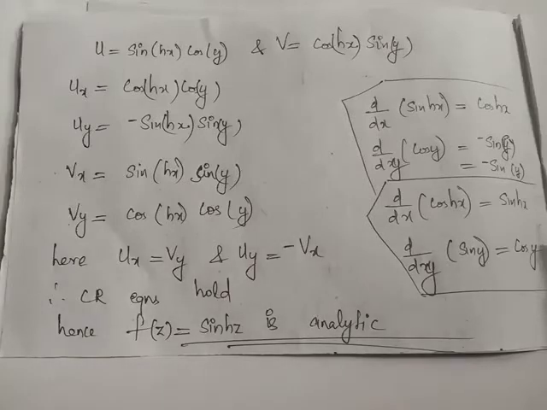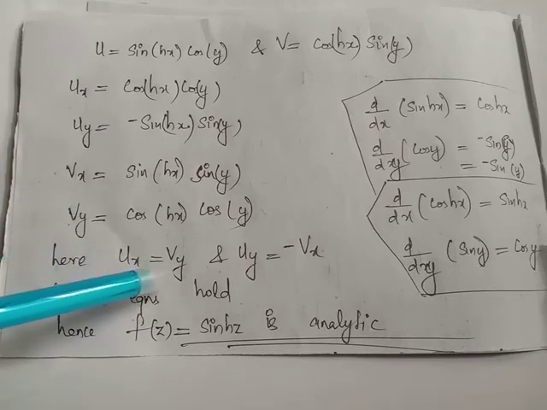We have u equals sinh x cos y and v equals cosh x sin y. Using the derivative formulas, d by dx of sinh x equals cosh x and d by dy of cos y equals minus sin y, we can evaluate respectively the partial derivatives ∂u/∂x and ∂u/∂y. Similarly, using the basic derivative formulas, d by dx of cosh x equals sinh x and d by dy of sin y equals cos y, we can evaluate the derivatives ∂v/∂x and ∂v/∂y respectively. We observe that ux equals vy and uy equals minus vx here.